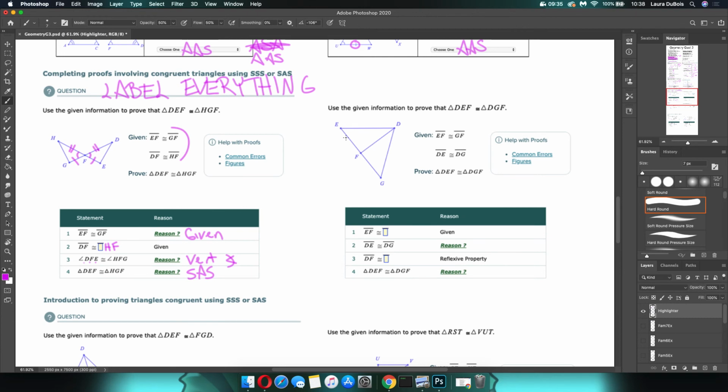Okay, what are we told? We are told EF is congruent to GF. Okay, I forgot my little segment bar. And then what are we told? We're told that DE is congruent to DG. Okay, and that's because it is given. So far, so good. And next, we're told DF is congruent to GF.